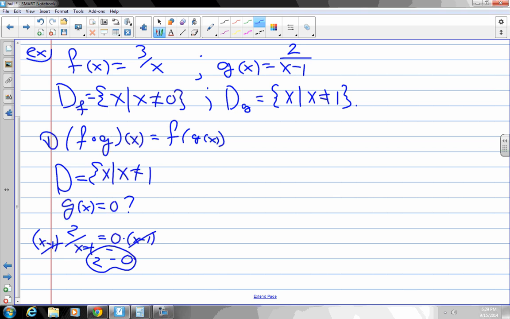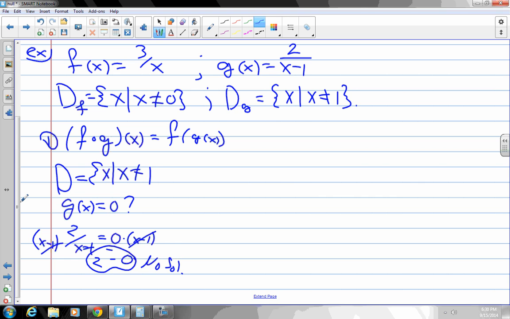What does that mean? If you solve an equation, it comes down to 2 equals 0. Well, what's not in a domain? Well, remember what you do. You're trying to solve an equation so it becomes an identity, right? Yeah, 2 does not equal 0, so no solution.